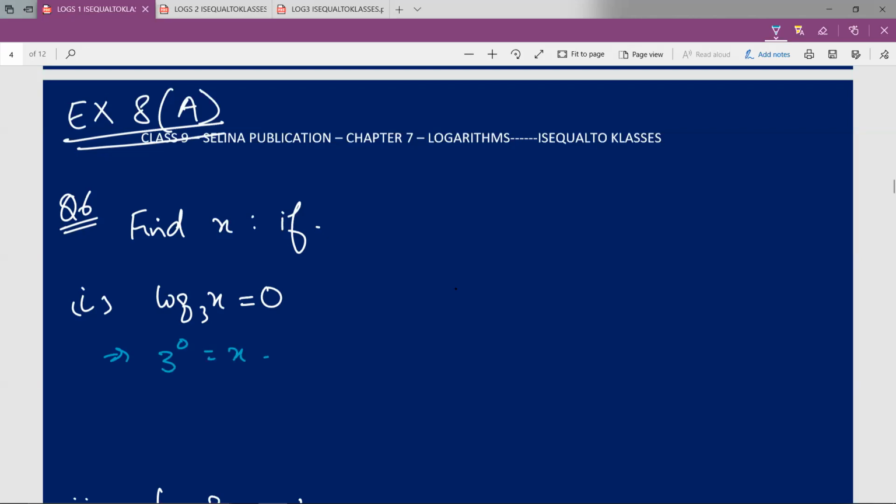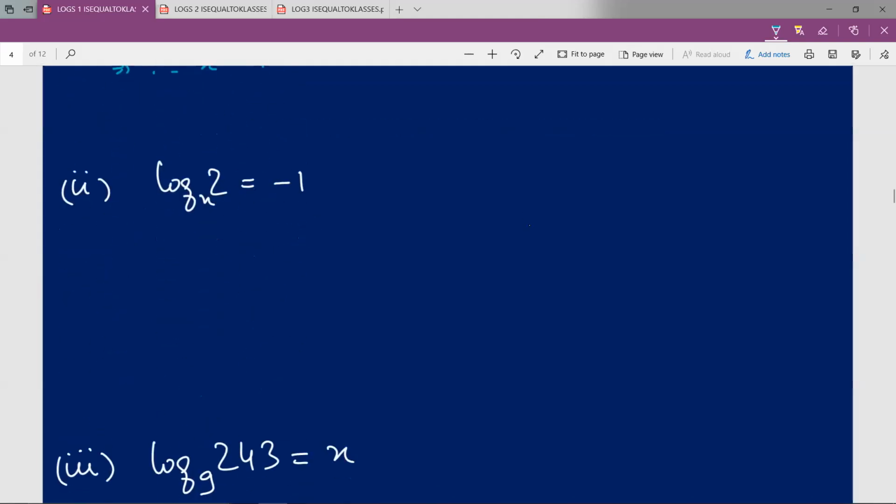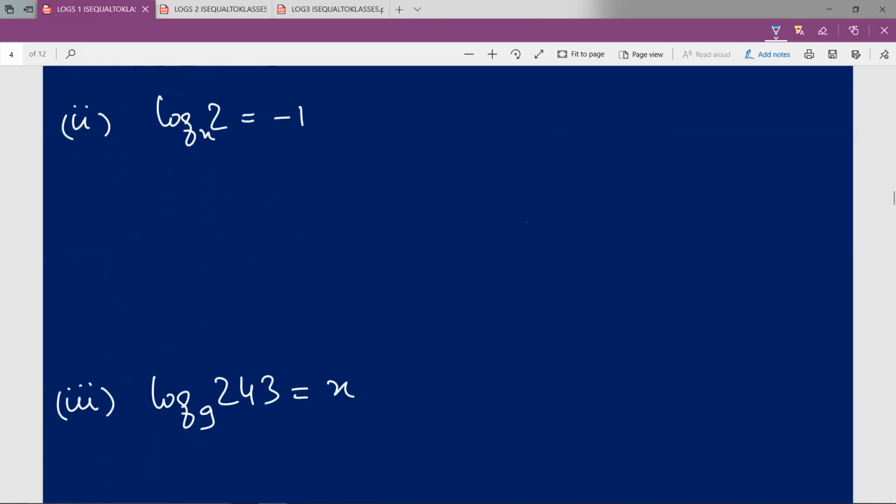Now, you might be remembering that in my earlier video, I had said that any constant raised to the power 0 is always equal to 1, except 0 raised to the power 0, because according to mathematics, that is referred to as not defined. So over here, 3 raised to the power 0 is equal to x. So therefore, x will be equal to 1. Moving on to the next subpart, the second subpart of question number 6.